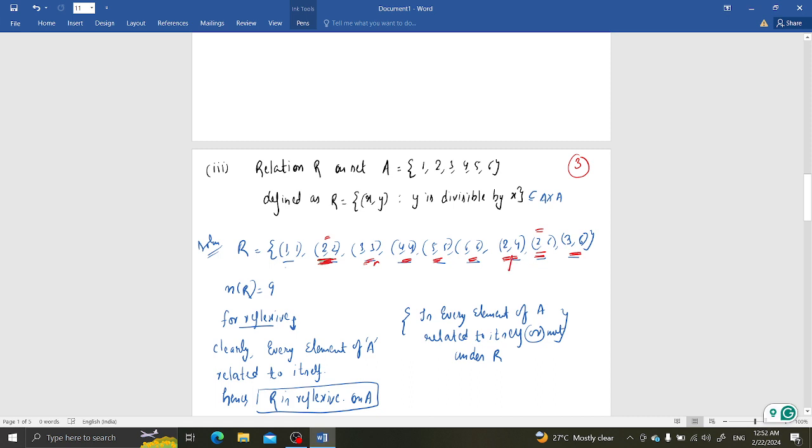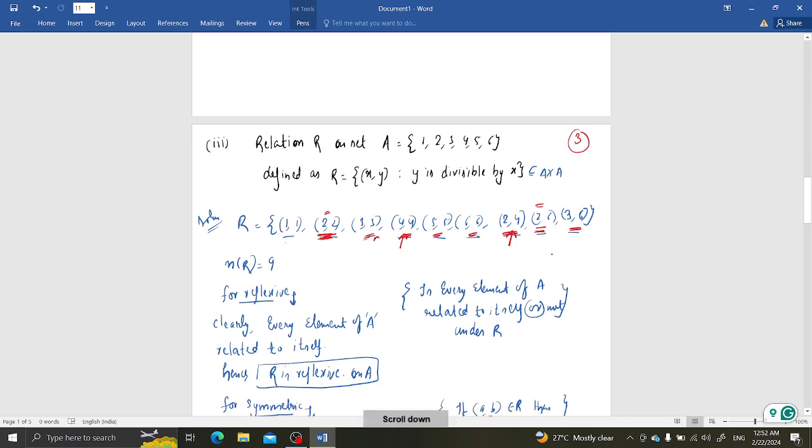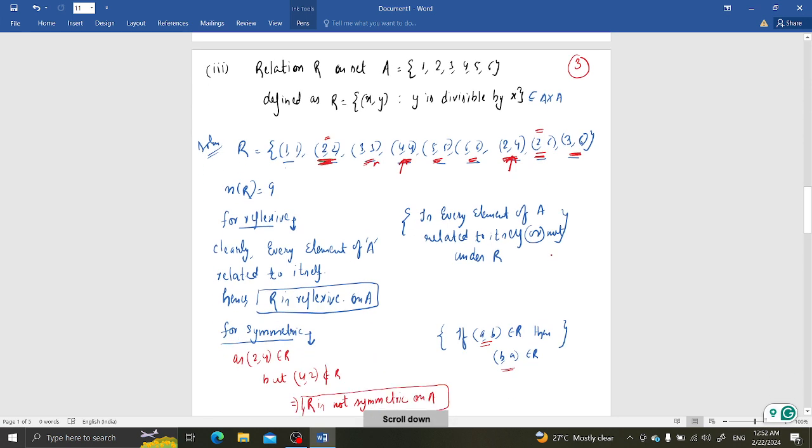Now you see 2 comma 4 is there. Is there an element start with 4? Yeah, this element start with 4 and this element end with 4. So 2 comma 4, 4 comma 4, 2 comma 4. Yeah, it is there. Same for 2 comma 6 you can do, and for 3 comma 6 you can do. So all the properties satisfy for the transitive.